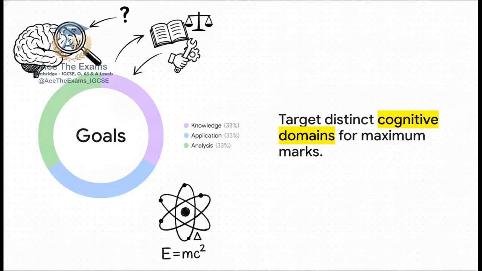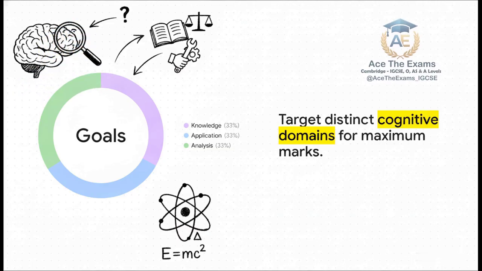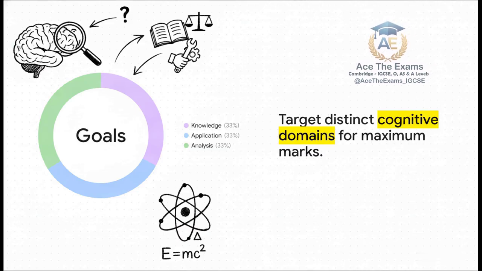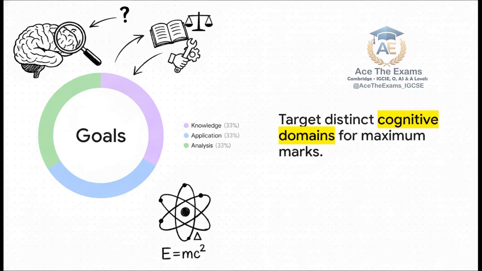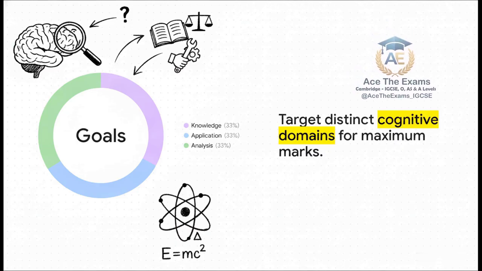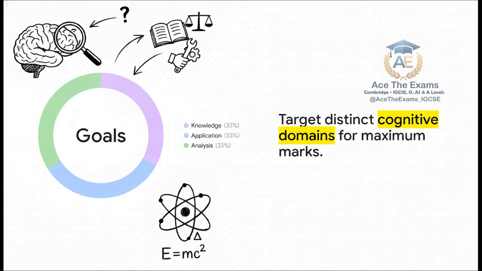And finally, they are rigorously testing your analysis. Can you look at a complex curving graph of binding energy per nucleon, analyze the subtle trends, and accurately predict which elements will undergo fusion versus which will undergo fission? This 3-part structure is the core framework of every single paper you will ever sit.